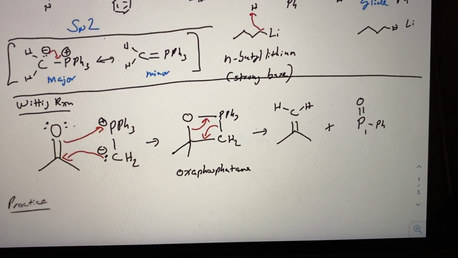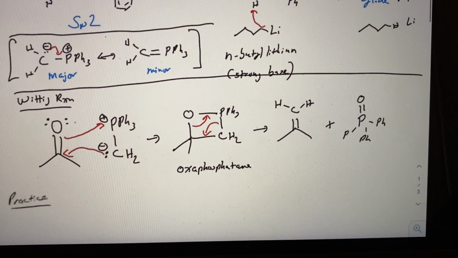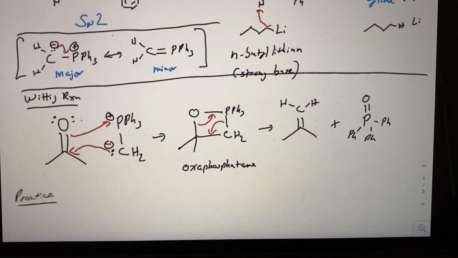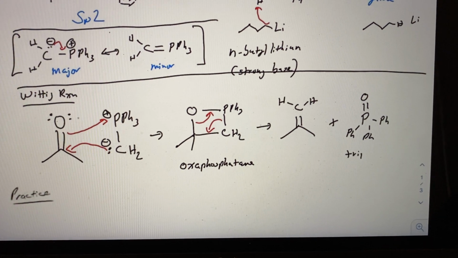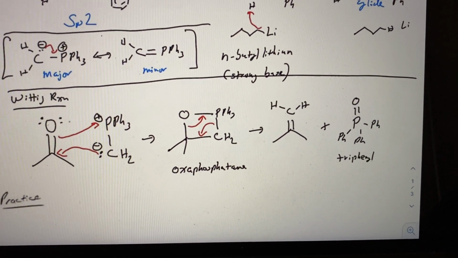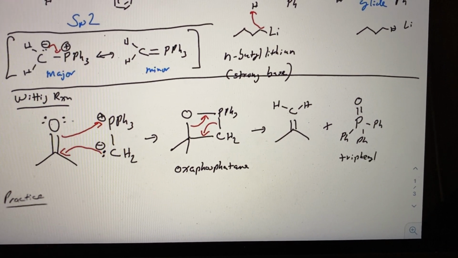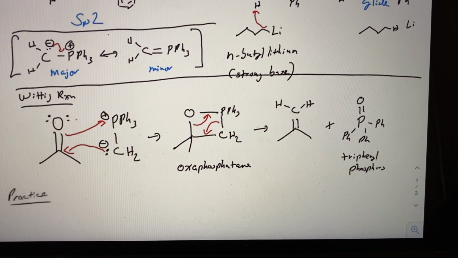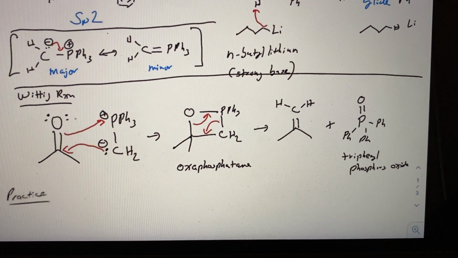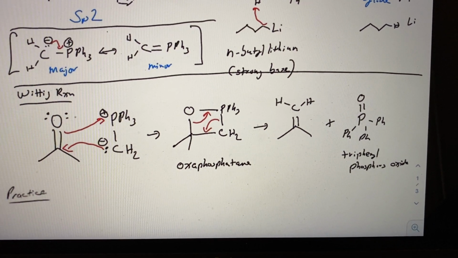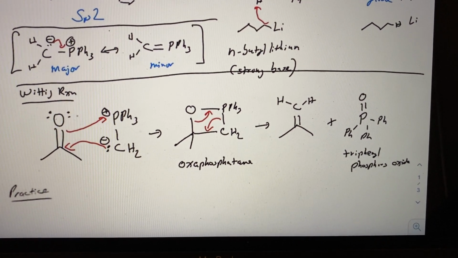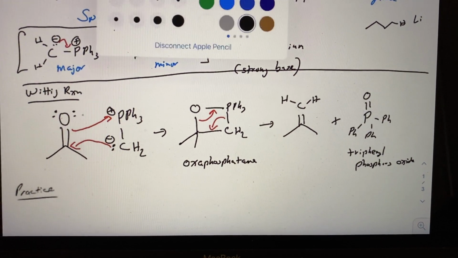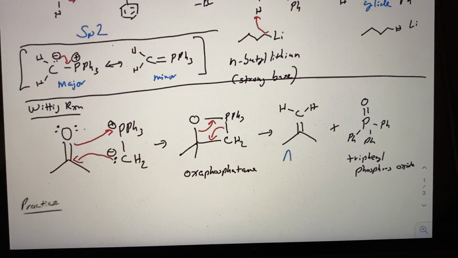Let's just put the Phs out here. And this species, this is triphenylphosphine oxide. And this is a major driving force in the reaction. It's actually forming this species that we have here. And then, I'm going to do blue here. Here's our alkene of interest.